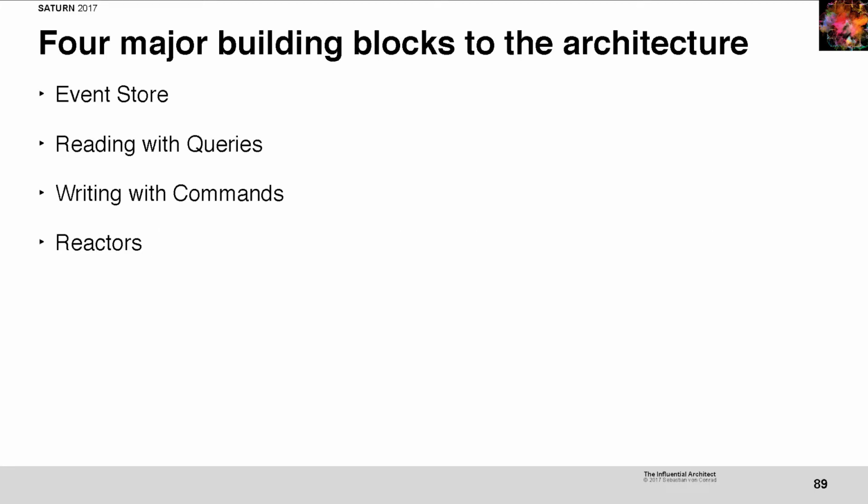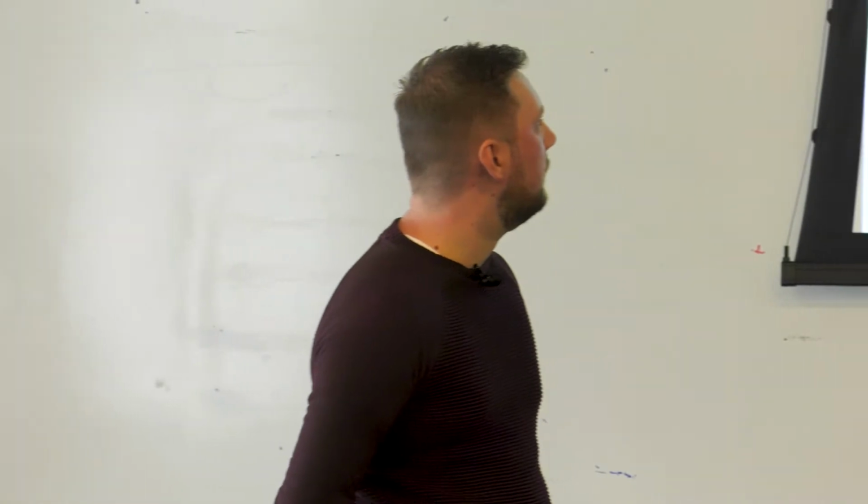There are 4 major building blocks to the architecture that I'm going to try to describe to you today. The first one is the event store. Then we're going to use queries to read and commands to write. And then we're going to talk about something which we call reactors, but I don't know that there is a canonical name for.